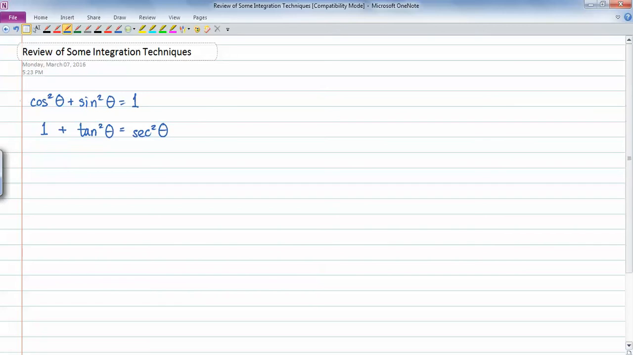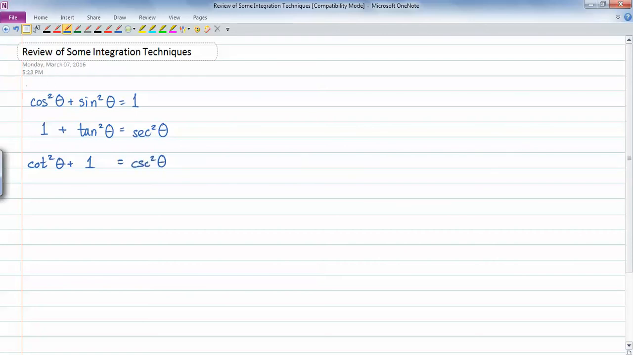If I were to take the first one and divide everything by sine squared instead, then cos squared over sine squared would be secant squared. No, cotangent squared, sorry. And then sine squared over sine squared would be 1. And then 1 over sine squared would be cosecant squared.